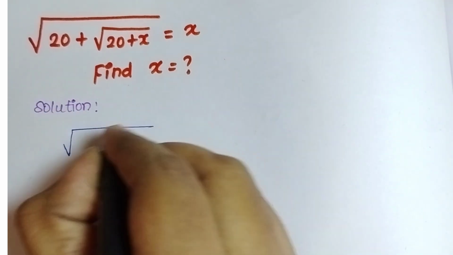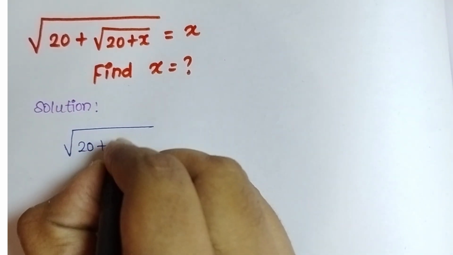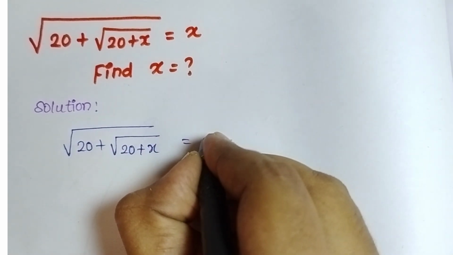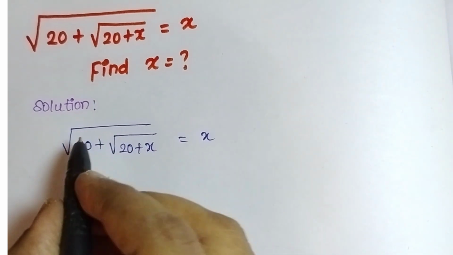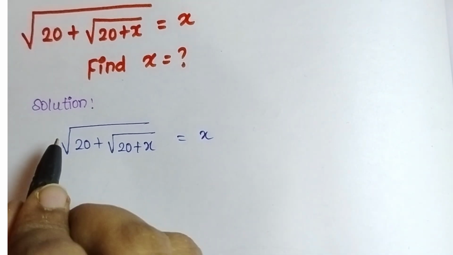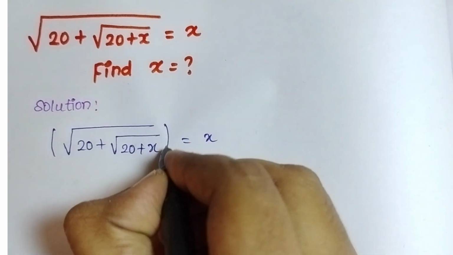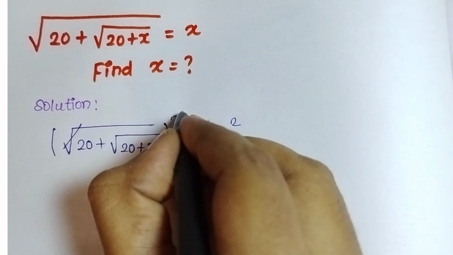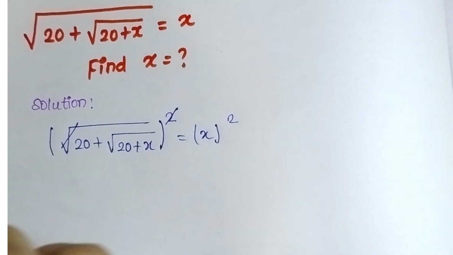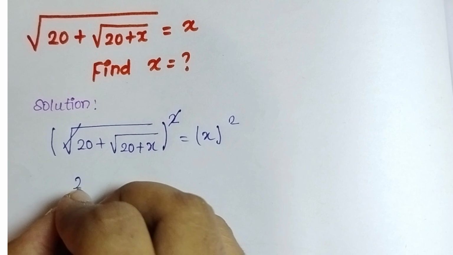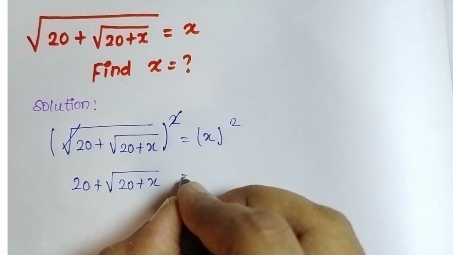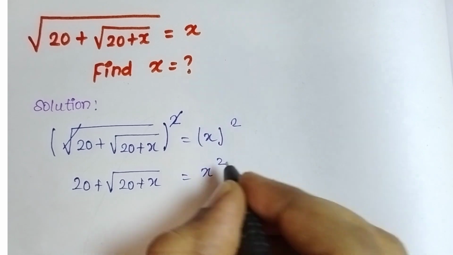So the question is 20 plus the root of 20 plus x is equal to x. First I need to remove this root. In order to remove this root, what do I have to do? I'm going to take square on both sides. This square and root get cancelled. So this becomes 20 plus the root of 20 plus x, which is equal to x square.